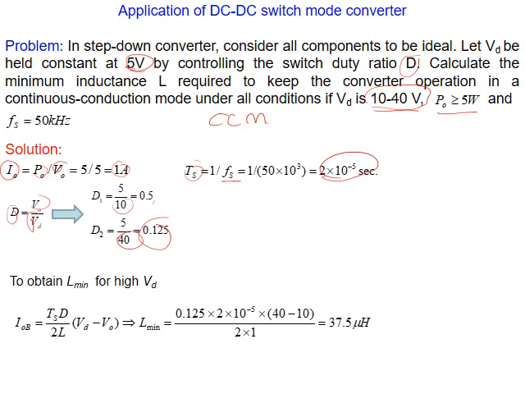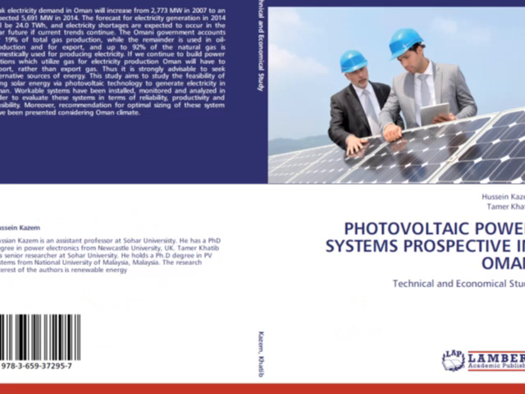So to obtain IL min, we go for high VD. Why high VD? Because the duty cycle will be low, and this leads to the discontinuous conduction mode. I have the formula here. I have everything: VO, VD, D. TS I calculated, output I calculated. Let me find out. Then it's the merit of doing the math.